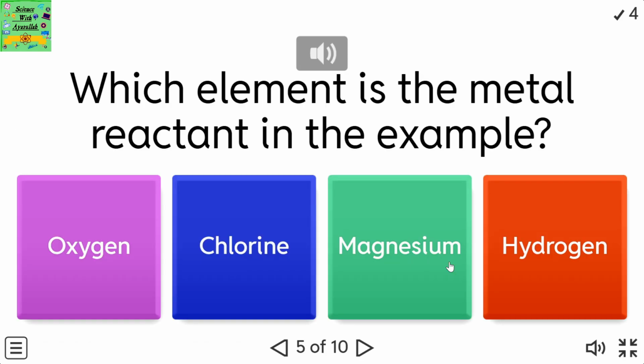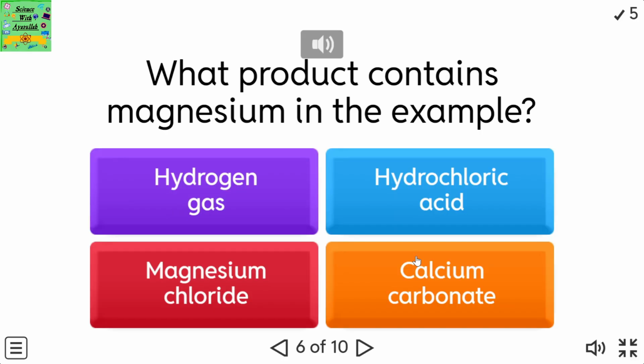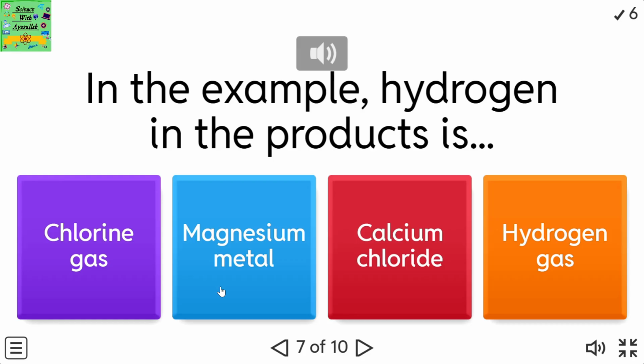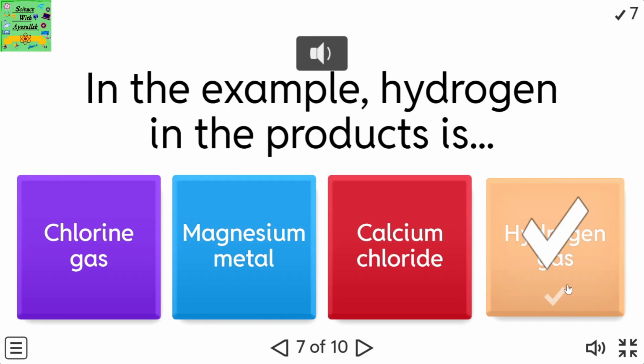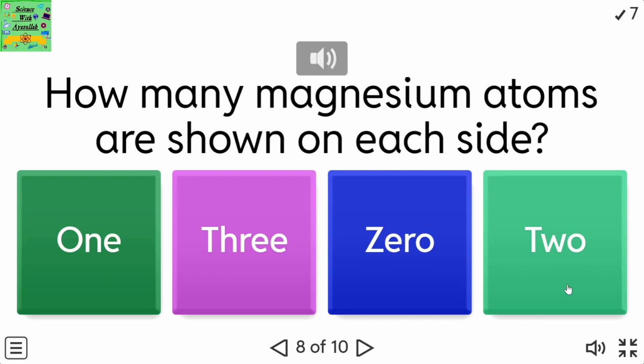Which element is the metal reactant in the example? What product contains magnesium in the example? In the example, hydrogen in the products is. How many magnesium atoms are shown on each side?